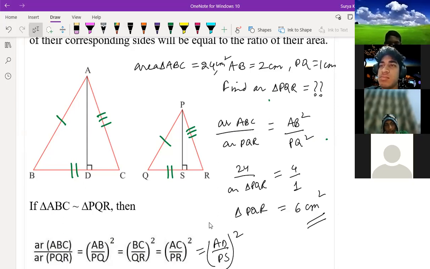All right, children, instead of sides, most of the times they will ask median and altitude only, so that children will get confused. So this concept is clear to everyone? Yes. All right.